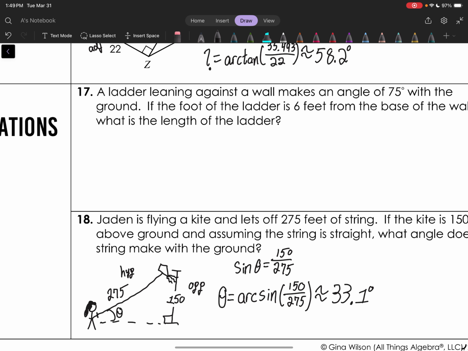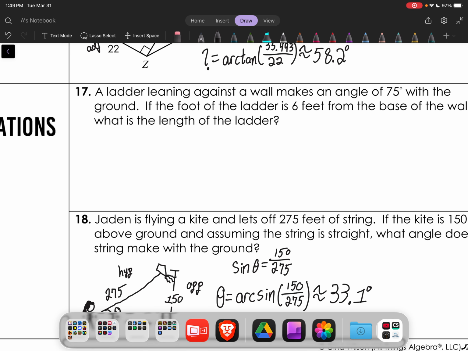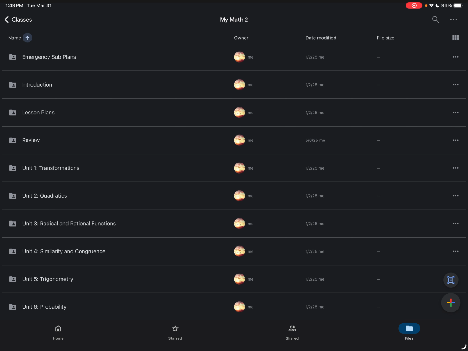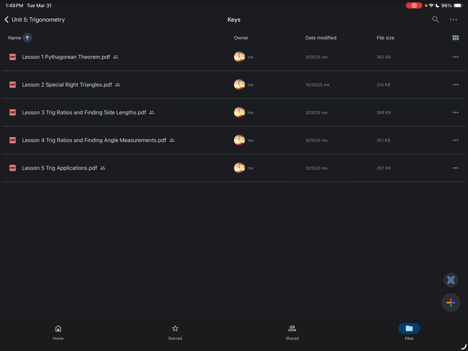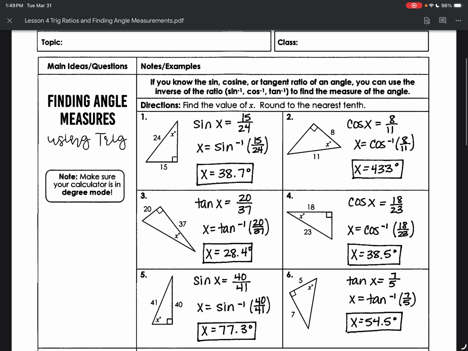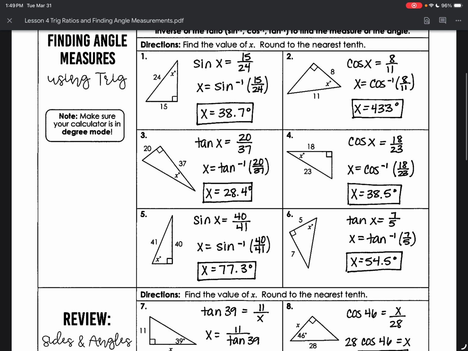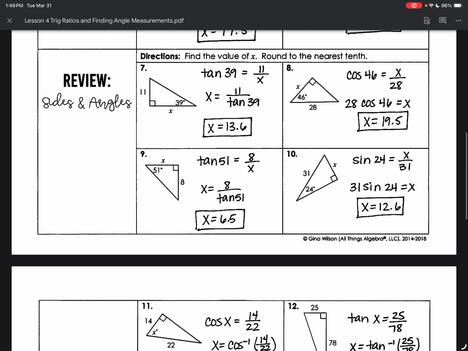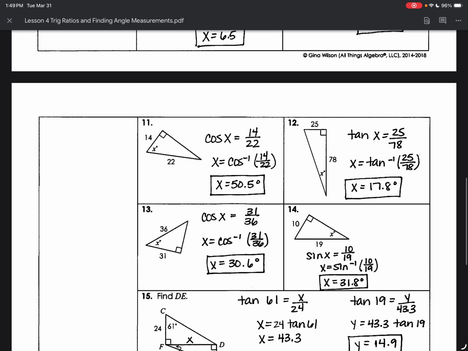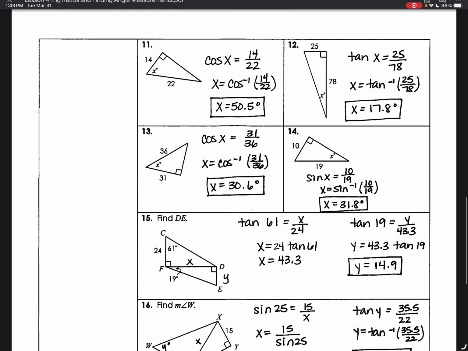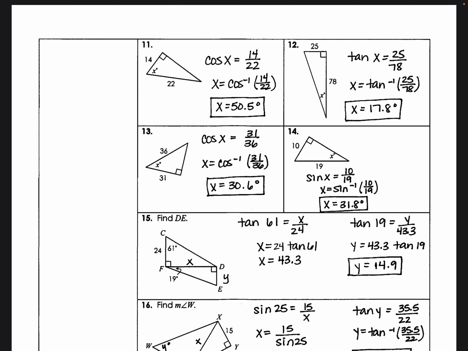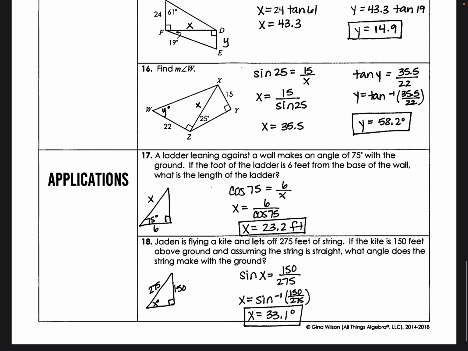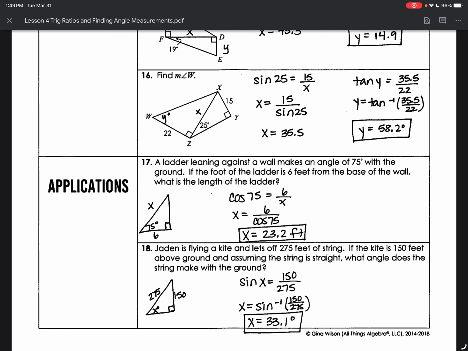Go ahead and pause the video and try number 17. Okay, here are your answers. Eventually, here will be your answers. Like I said, some people do like using the -1 to write this. I do not recommend that, but that's how it's worked out on these problems. Anywhere you see, like for number 12, tan -1 25 over 78, I want you to read that as arc tangent 25 over 78. Anyway, there's all the problems. That is all that I have for you, and I hope you have a great rest of your day.